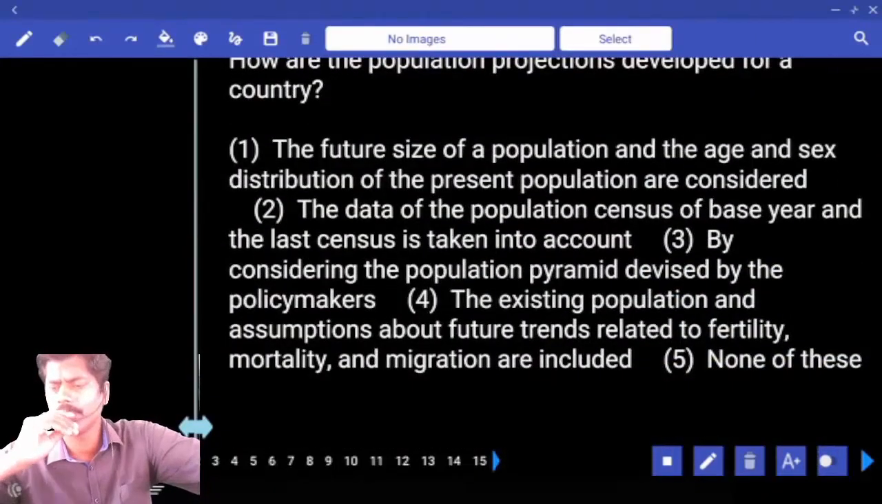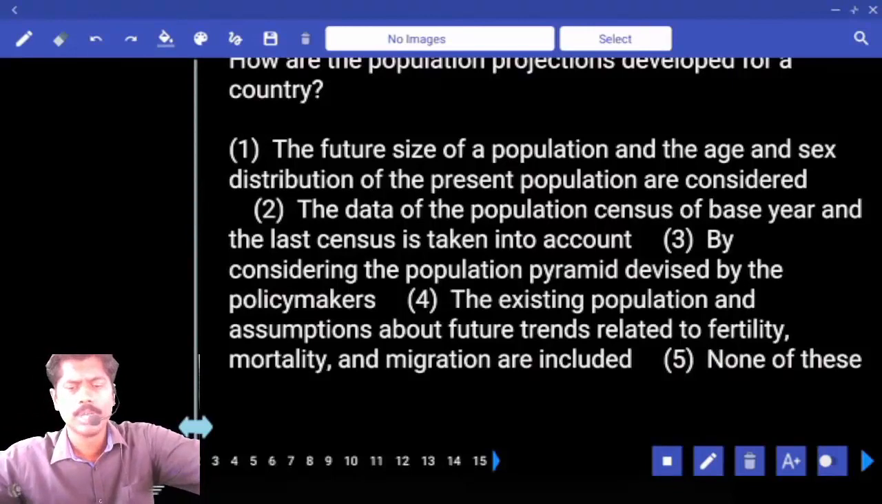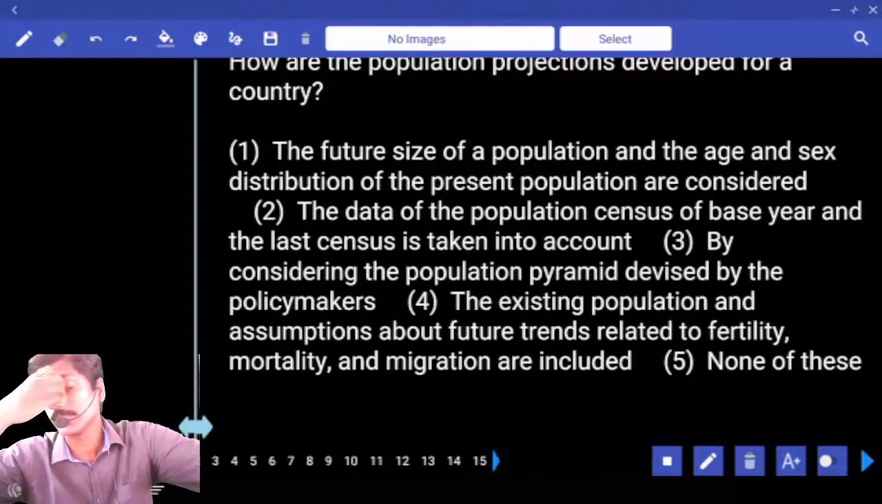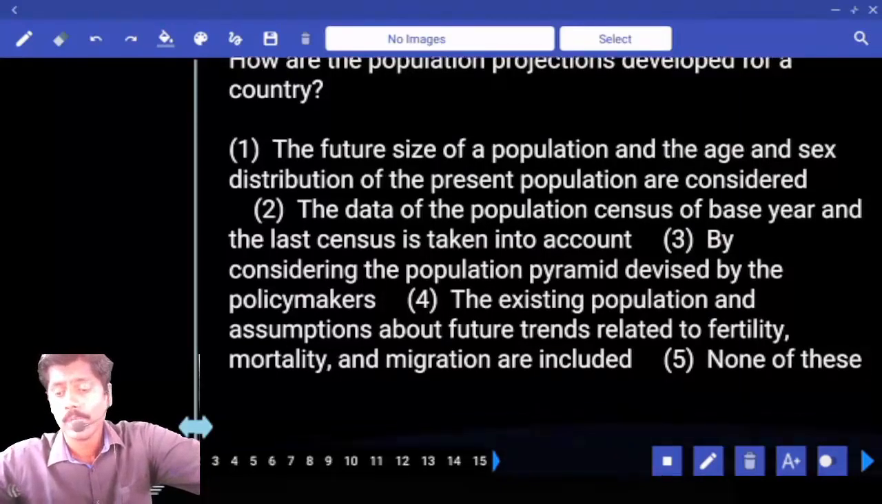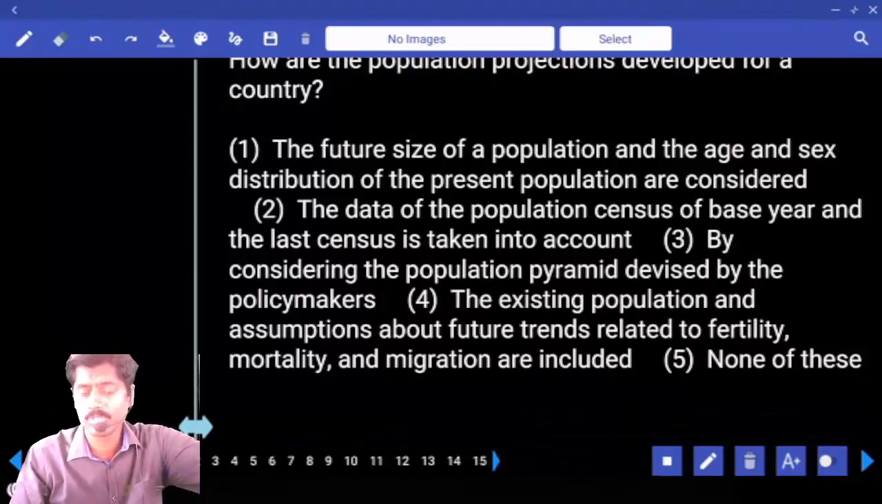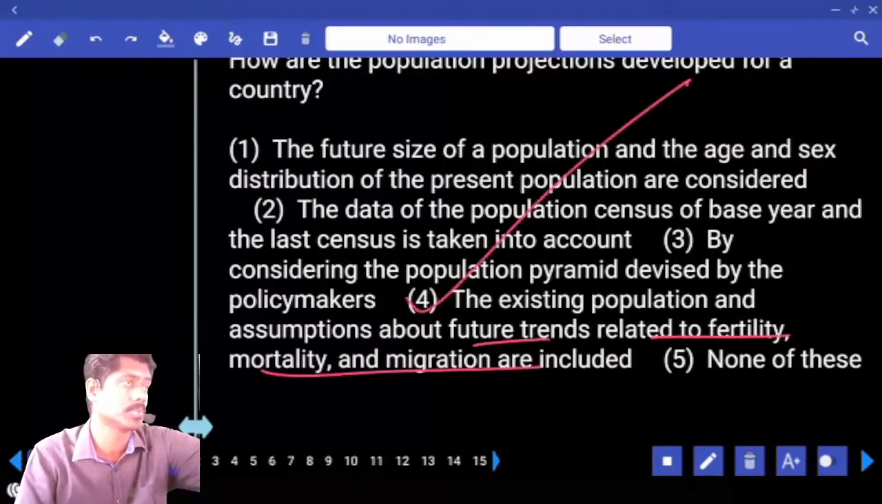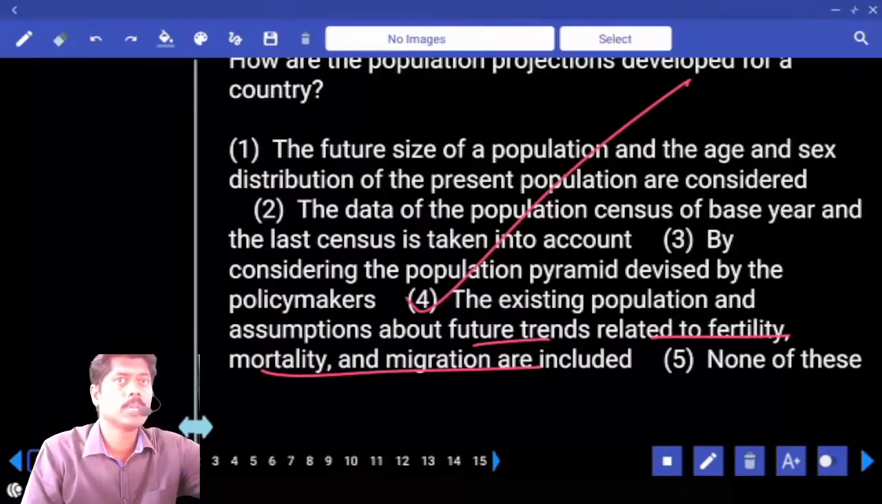Future size of population and age and sex distribution, no. Data of the population census of base year and the last year census. By considering the population pyramid, no. Existing population and assumptions about future trends related to fertility, mortality, migration, fourth option. Fertility means productivity. Babies produced is called fertility. Mortality, death ratio.